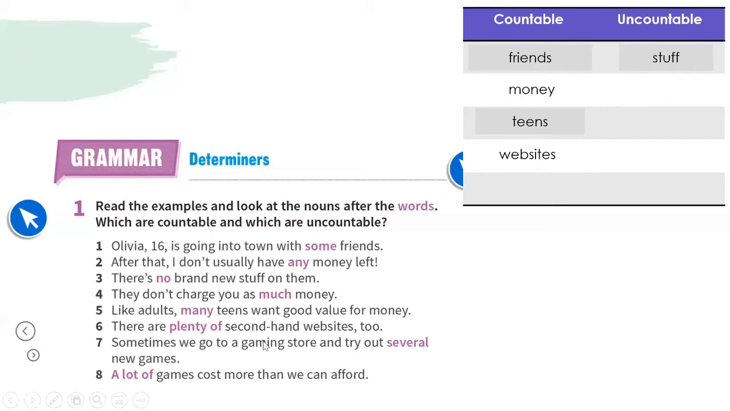Number 7, sometimes we go to a gaming store and try out several new games. Several, that's the determiner. New is an adjective. The noun is games. That's already obvious, countable. And then same thing with number 8. We're looking at the noun games, okay? So we're going to do similar exercises in the classroom, and you need to be able to identify the determiners, the adjectives, and the nouns.